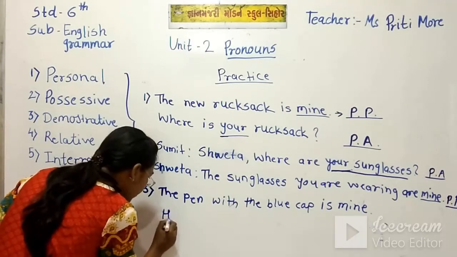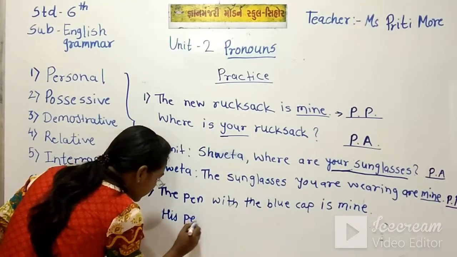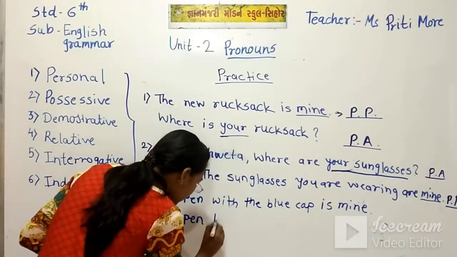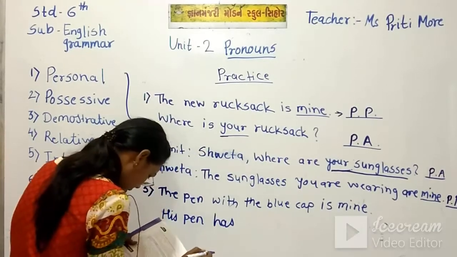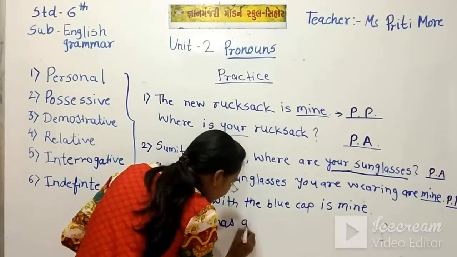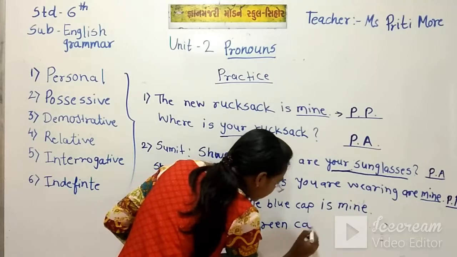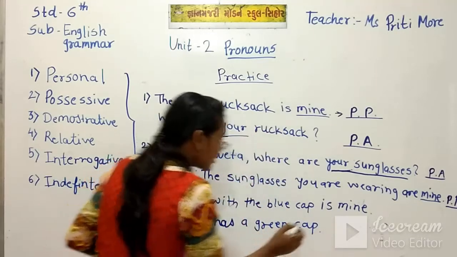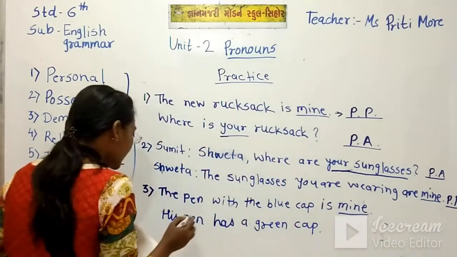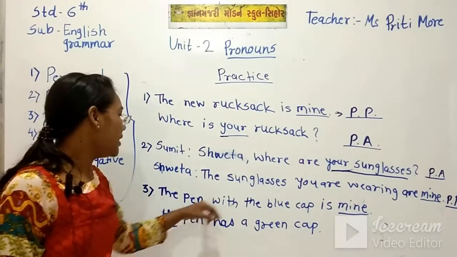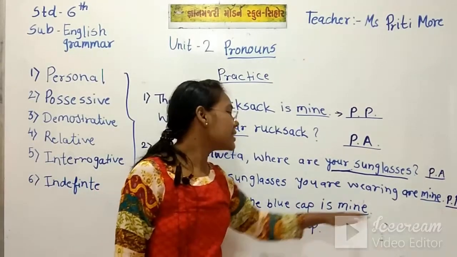His pen has a green cap. Now see, the word mine is underlined here and the word his is underlined here. See, the pen with the blue cap is mine.